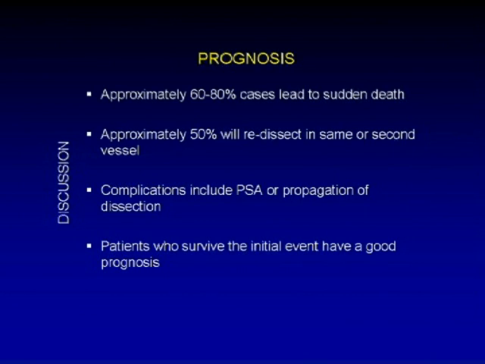With regards to prognosis, about 60 to 80% of these cases lead to sudden cardiac death. About 50% will actually redissect within the same or second vessel. Complications include pseudoaneurysm of the vessel involved or propagation of the dissection. However, patients who survive the initial event do have a good prognosis. Again, we present a case of a 17-year-old female with spontaneous coronary dissection.